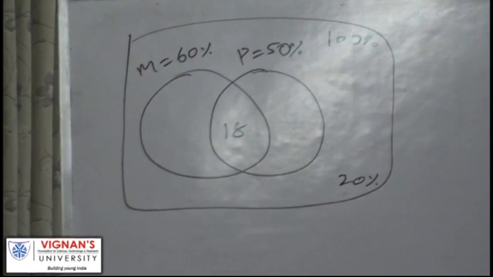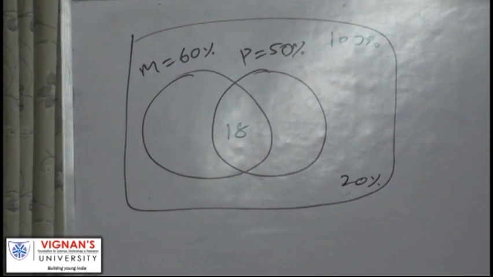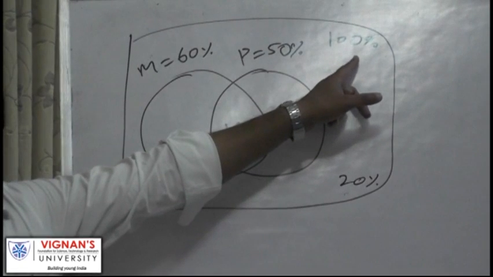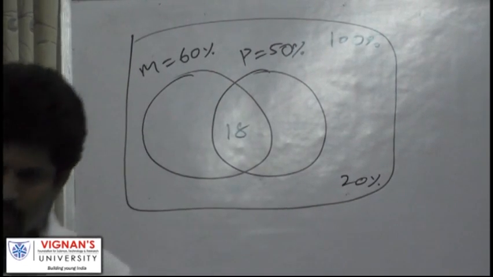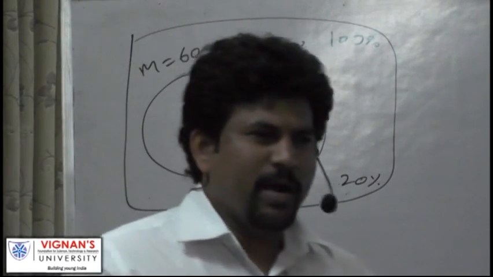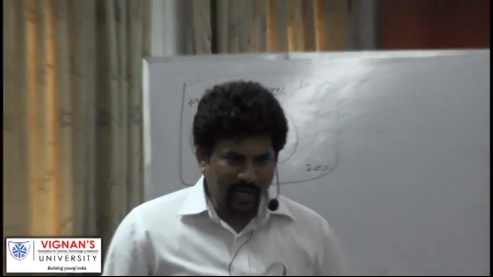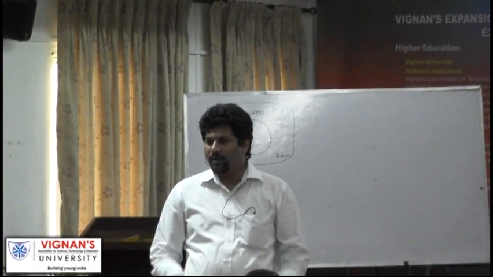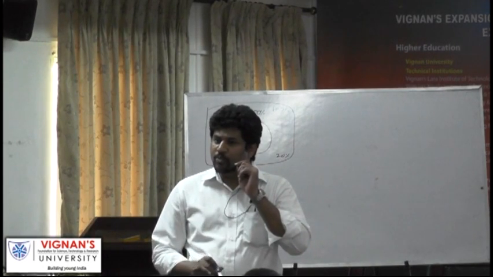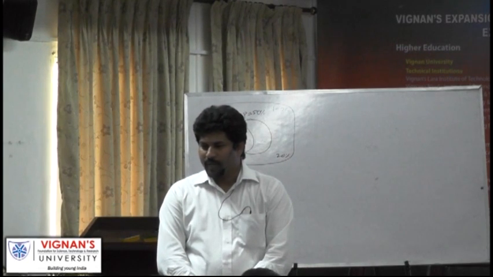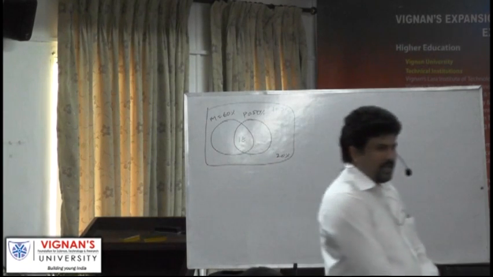So if it is given in terms of percentages, at least one absolute value will be given. Now, total number of students in the class is 100%. 20% are outside both the circles. Then what percent are inside both the circles? 80%. But if you add 60 and 50, how much do you get? But what percent is supposed to be inside both the circles? 80%. How much extra is there?